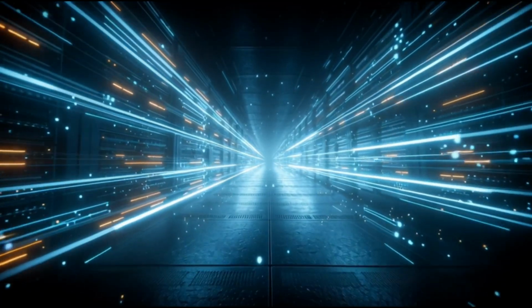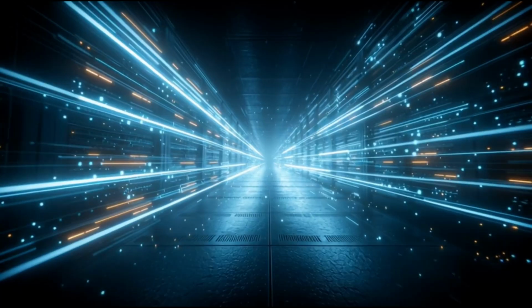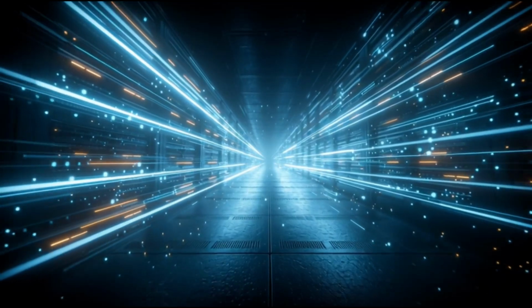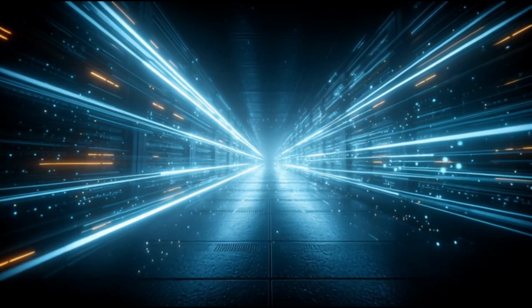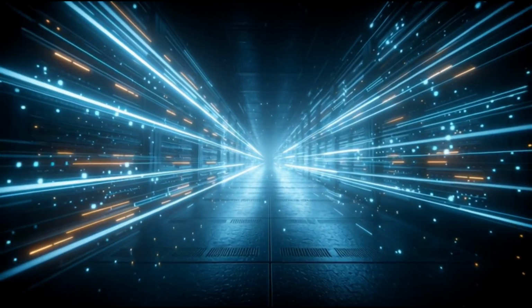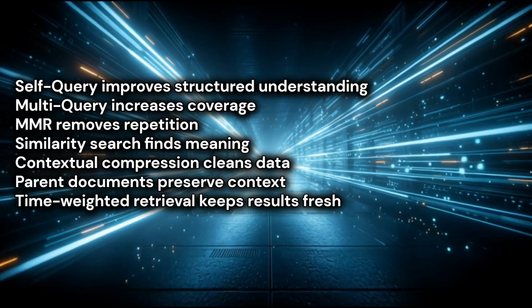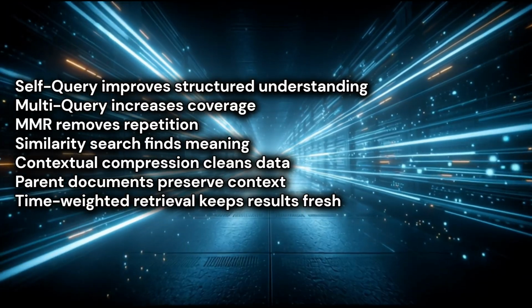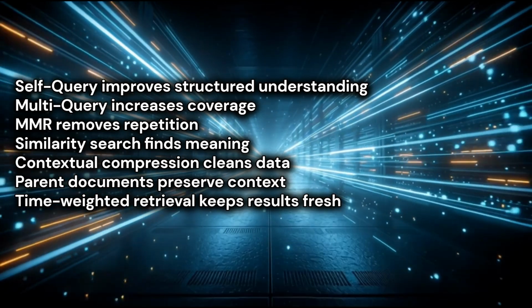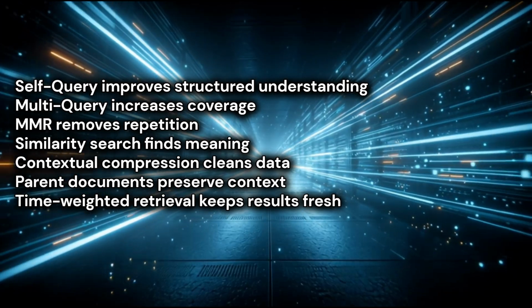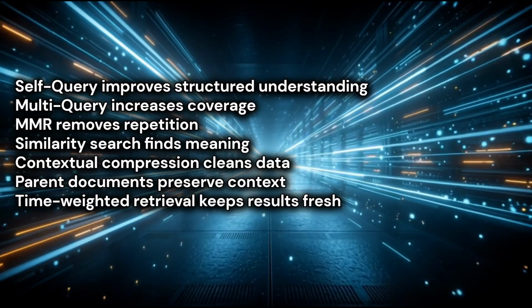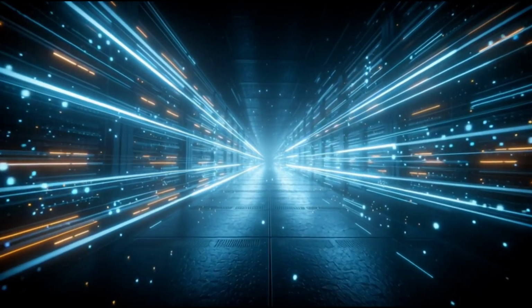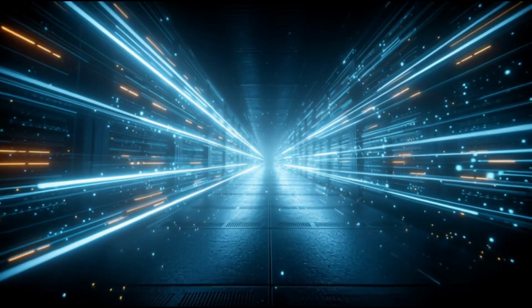So that's a complete breakdown of the most important retrieval strategies in RAG systems. Now you know how AI systems don't just randomly answer questions. They actually search, filter, rank, and refine information before responding. We covered how self-query improves structured understanding, multi-query increases coverage, MMR removes repetition, similarity search finds meaning, contextual compression cleans the data, parent document retrieval preserves context, and time-weighted retrieval keeps results fresh. If you understand this, you already have a strong foundation in how modern AI search systems work. Because at the end of the day, better retrieval means better AI performance.